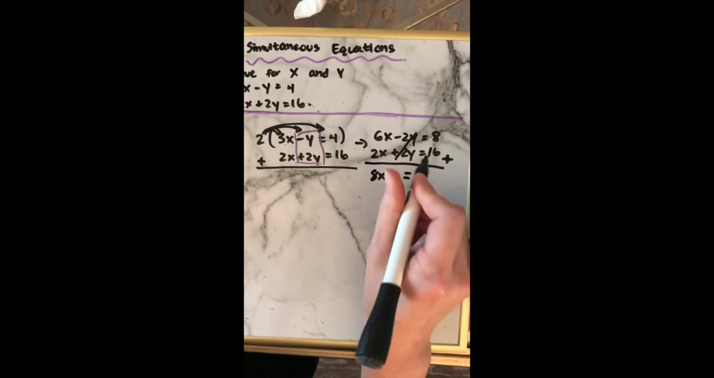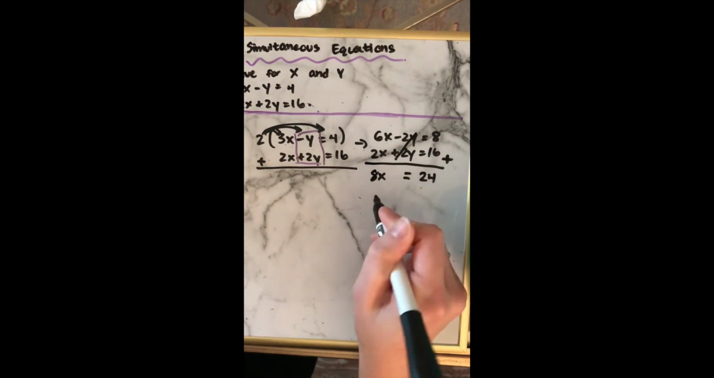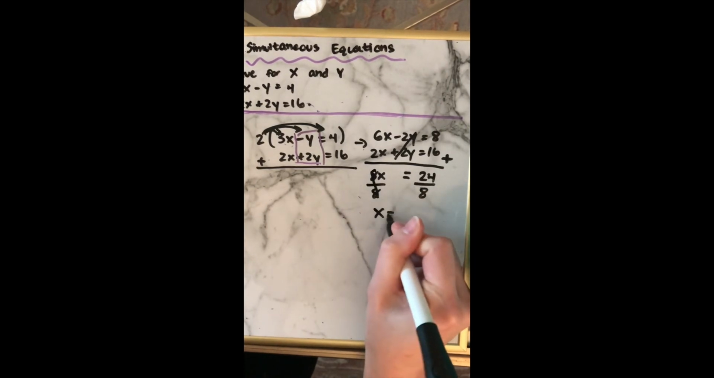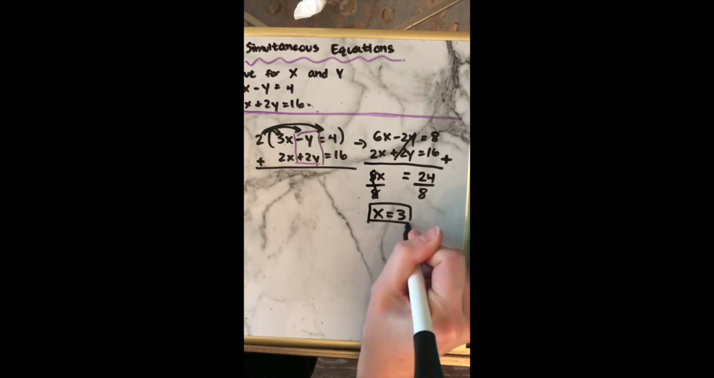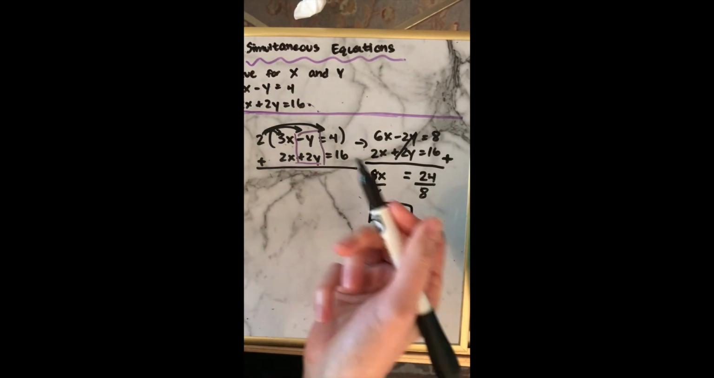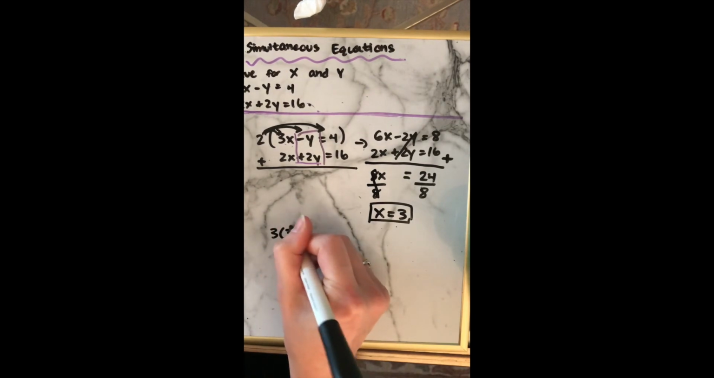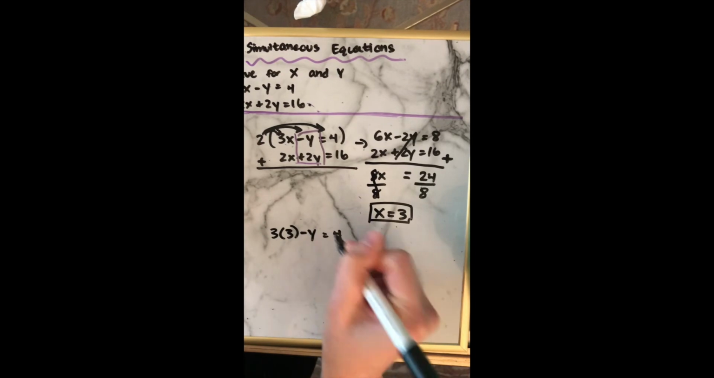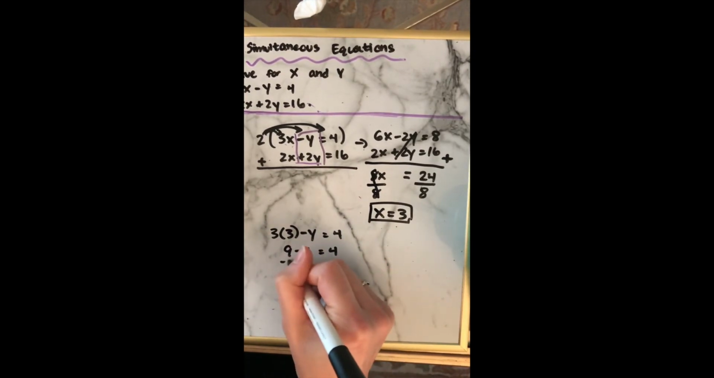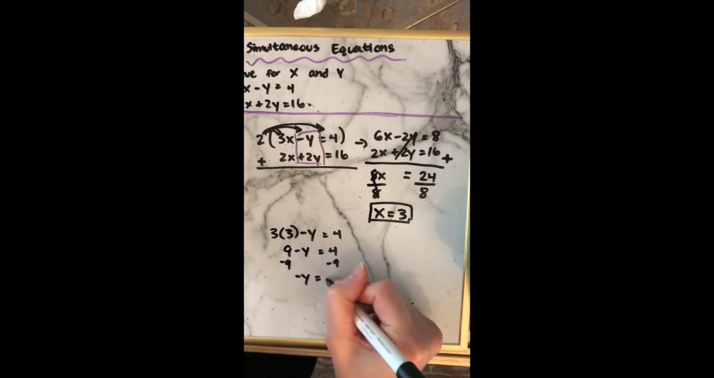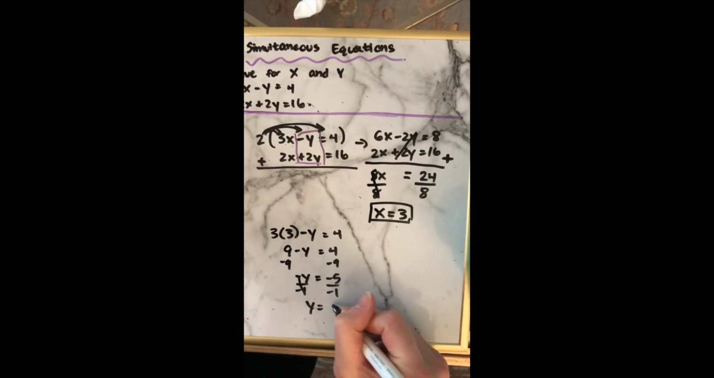8 plus 16 is 24. And we're just solving for x again. And we get the same thing, x equals 3. And we can take the 3 and plug it back into any of our given equations. So if we go 3 times 3 minus y equals 4, we can solve for y and see that we get 5 again, just like in the other problem. Divide out the negative 1, and we have y equals 5.